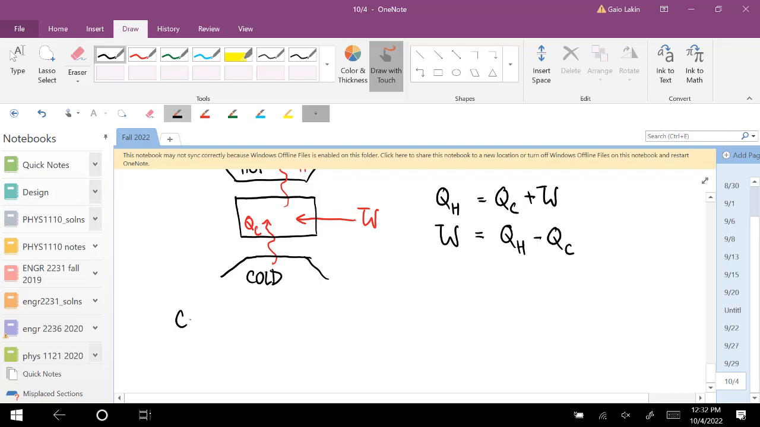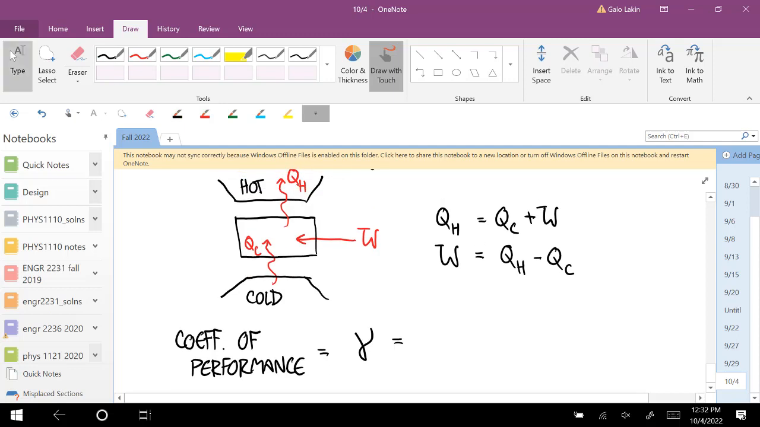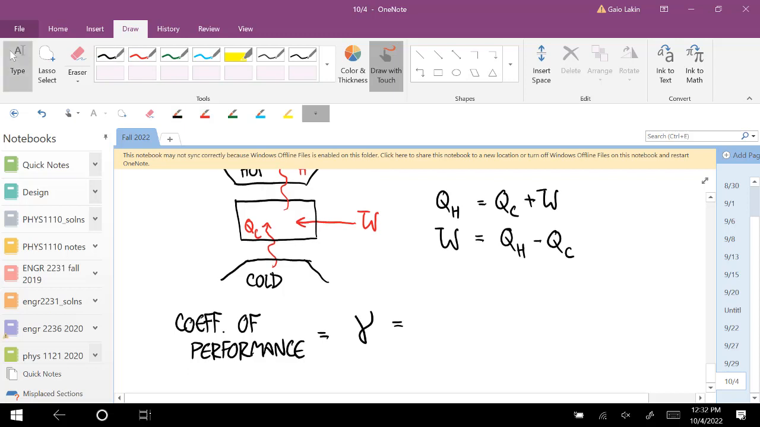The coefficient of performance is the Greek letter gamma. And what we want in this case is we want to add as much energy to the hot reservoir as possible for as little work as possible. So we're going to define this as QH over W. And again, substitute in for work, and you can rewrite this as QH over the quantity QH minus QC.